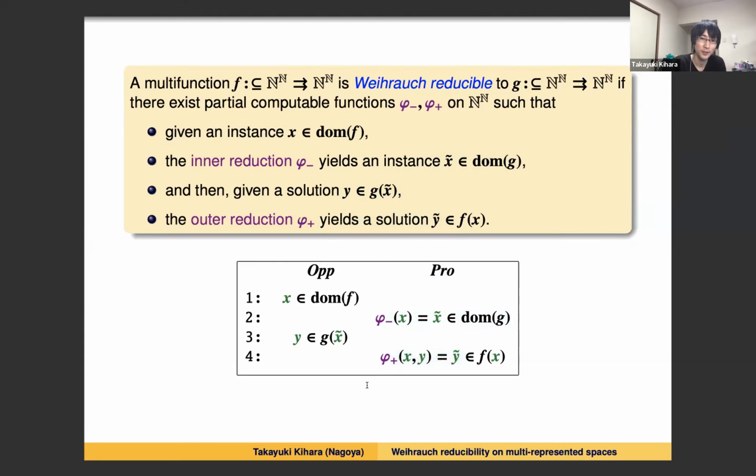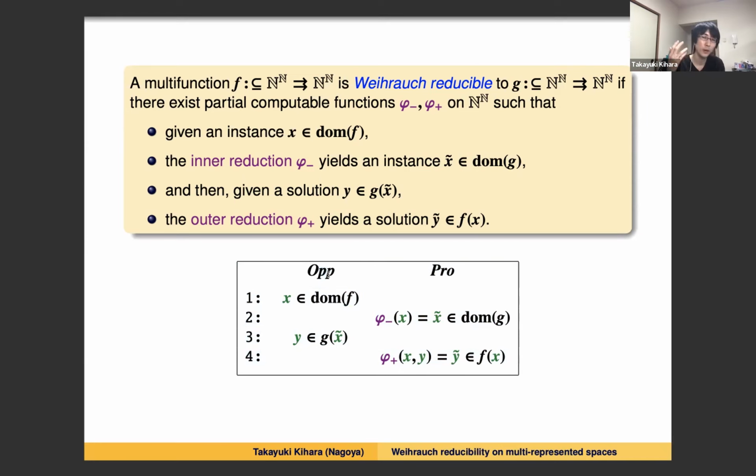So I will explain this figure. For later use, it's useful to understand this definition as a game. So this is a game description of Weihrauch reducibility. In this game, there are two players. I call them opponent and proponent.